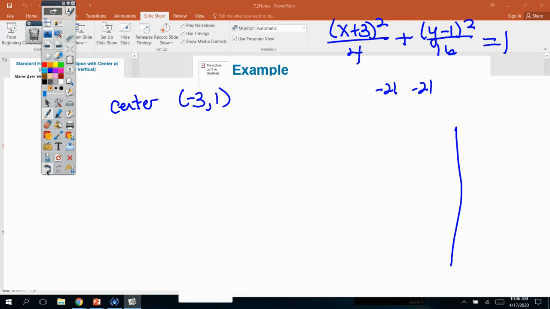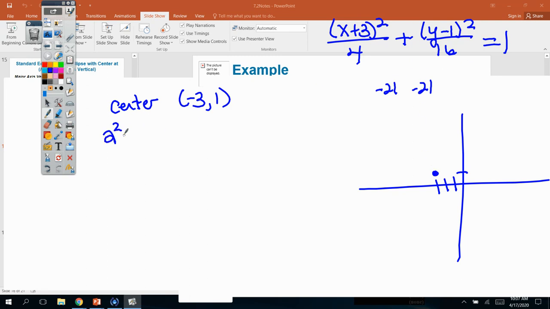Okay, that's my center. Now I need to figure out what direction things are going. A squared is always the biggest number, and it is 16, which means a is the square root of 16 or 4, and it is in the y direction. So it's going to go up or down. So I'm going to count 4 up or down from my center.